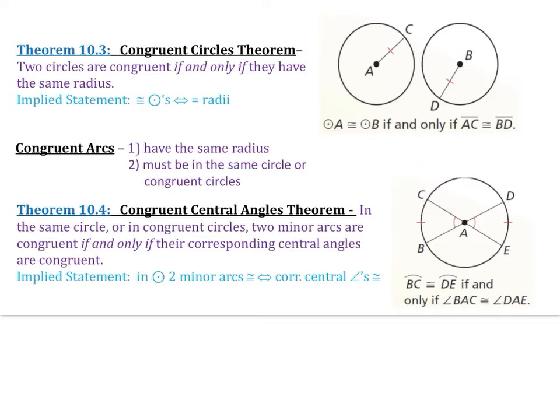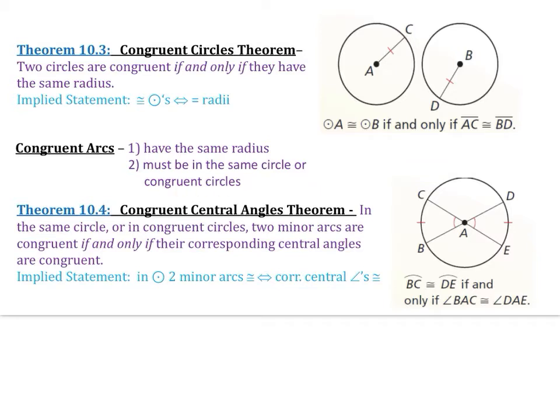All right, next we have our next two theorems and some more definitions. So let's take a look at the next theorem, the congruent circles theorem. It states that two circles are congruent if and only if they have the same radius. So in other words, if we have congruent circles, this implies equal radii. And here we have an example with a statement underneath that supports what we see in the picture. Plus we have our equal radii, congruent circles. And if you have congruent arcs, there are two things that are always true. You have the same radius, and you must be in the same circle or congruent circles.